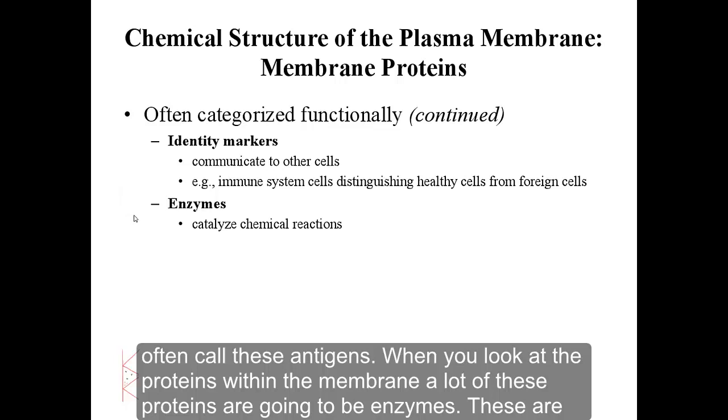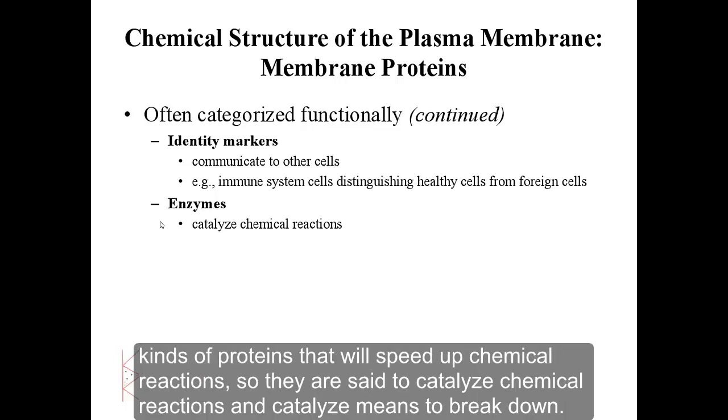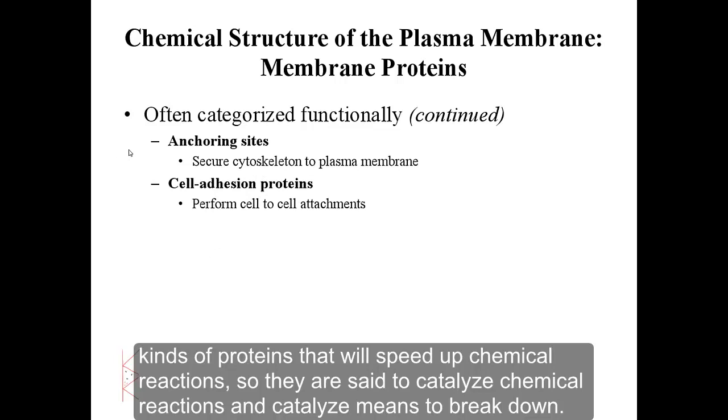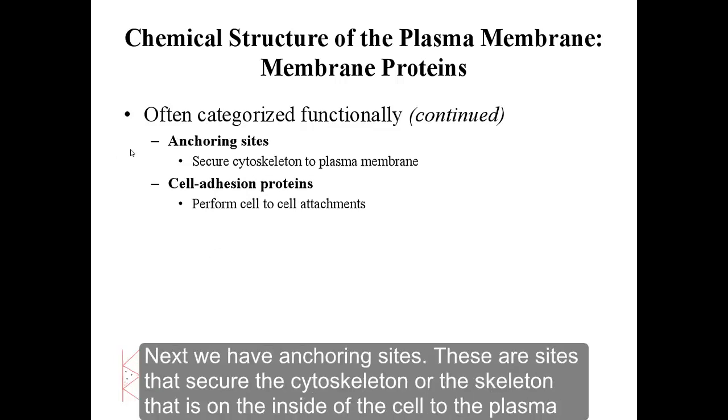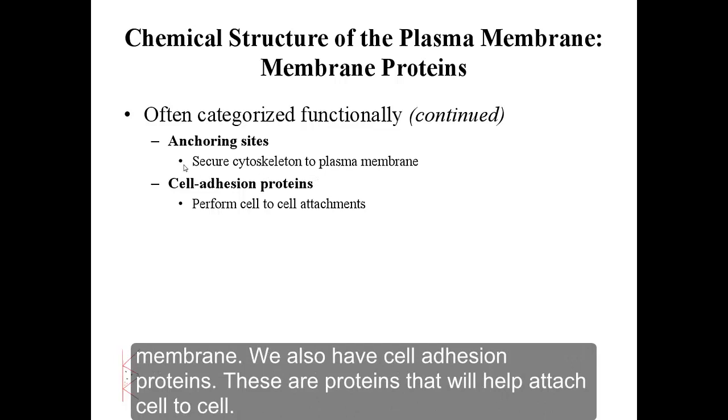When you look at the proteins within the membrane, a lot of those proteins are going to be enzymes. These are kinds of proteins that will speed up chemical reactions. So they are said to catalyze chemical reactions, and catalyze means to break down. Next, we have anchoring sites. These are sites that secure the cytoskeleton, or the skeleton that is on the inside of the cell, to the plasma membrane. We also have cell adhesion proteins. These are proteins that will help attach cell to cell.